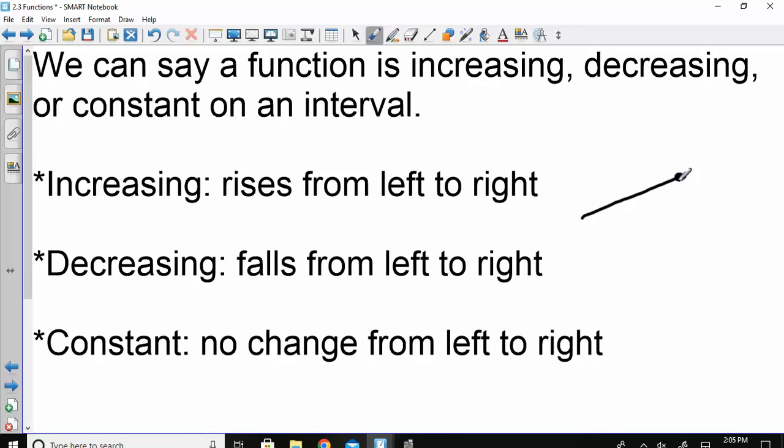This is increasing, but I have found if I do this, everybody says decreasing because the line is going down. But we have to read it left to right. So if I start at the left and travel to the right, it's rising. So that's increasing. Decreasing is falling from left to right. And constant is no change.